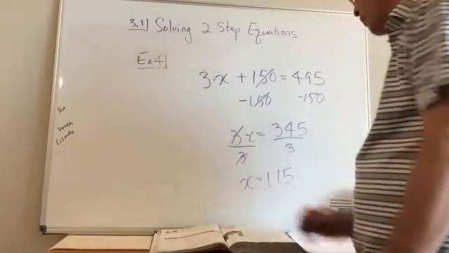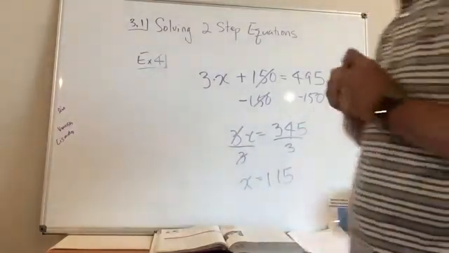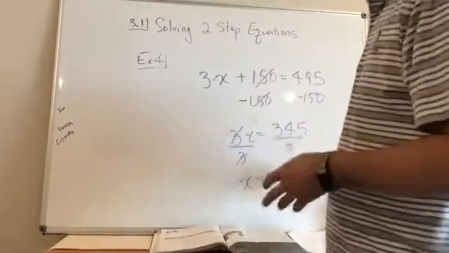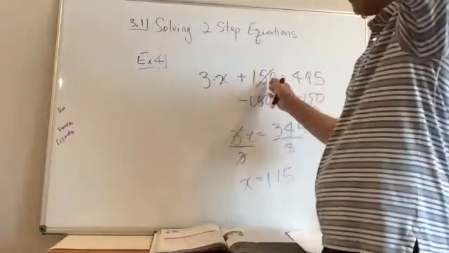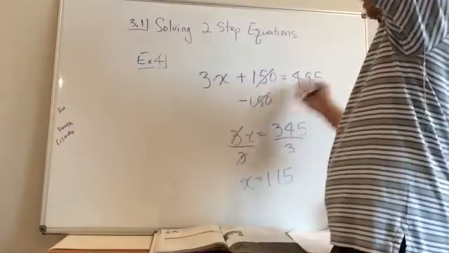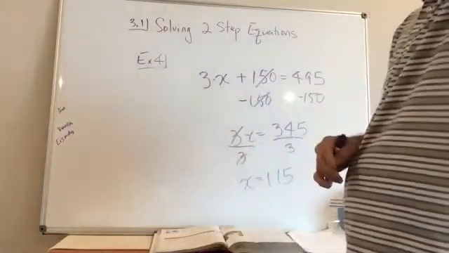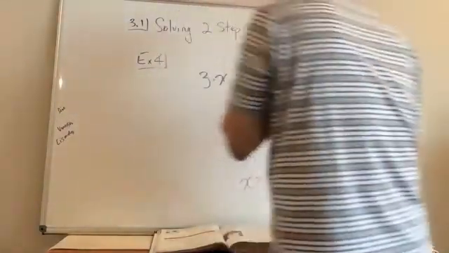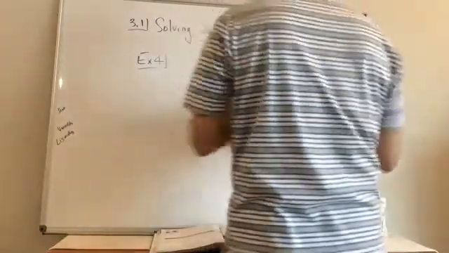115. So it looks like you're going to pay $115 for 3 months. And then you're going to add that to the down payment of $150 that you already made. And that's going to be your total of $495. All right, so we're done with that 3.1.